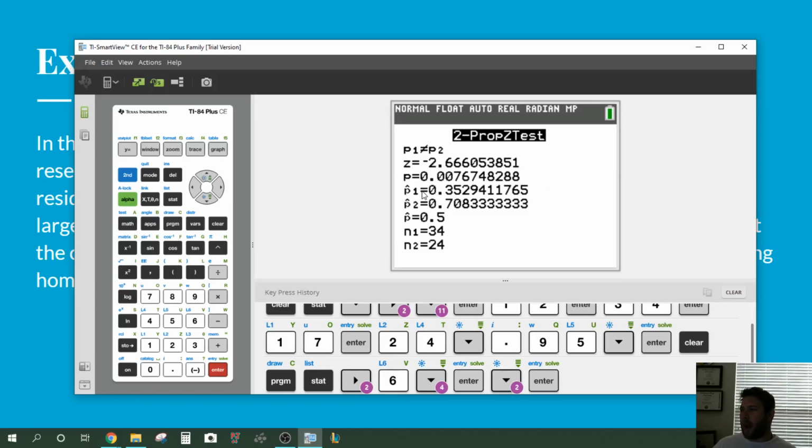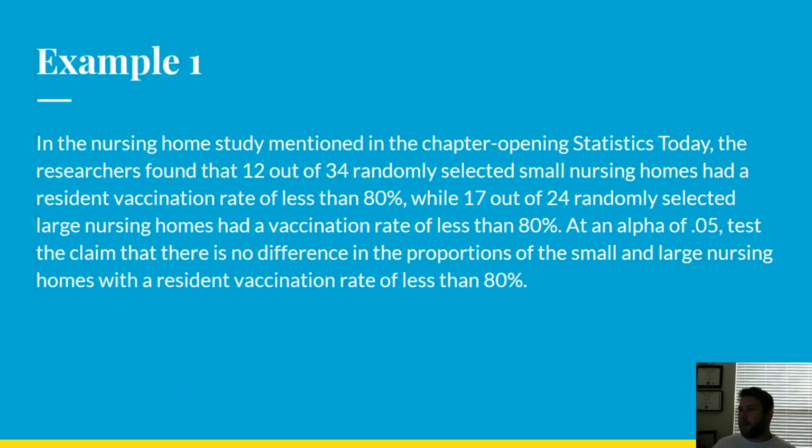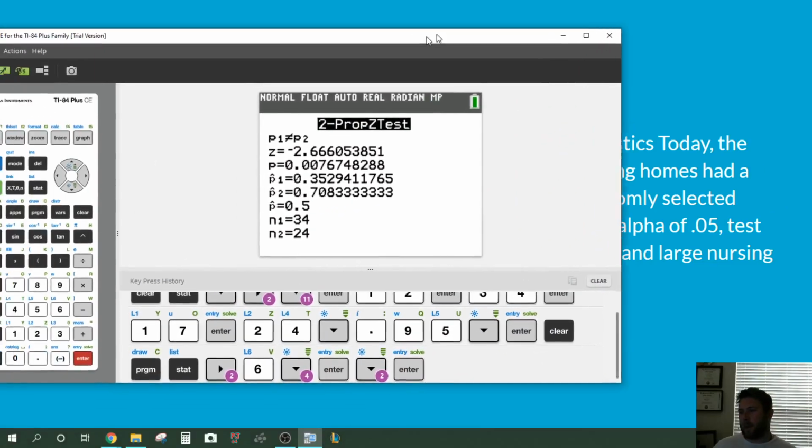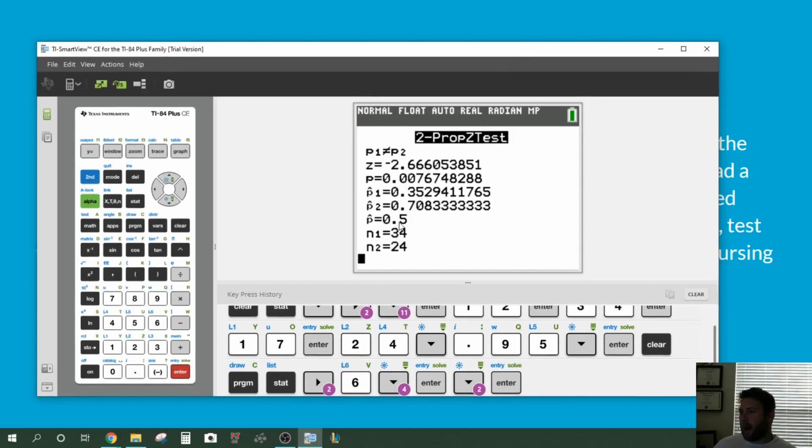P hat 1, that's if you were to actually divide 12 divided by 34. P hat 2 is if you were to actually divide 17 out of 24. So those are not very useful values. I mean, we can use them, but I don't think it's necessary. Don't worry about this value. It's technically the pooled value. If you want to know what that means, we can discuss at a later time.